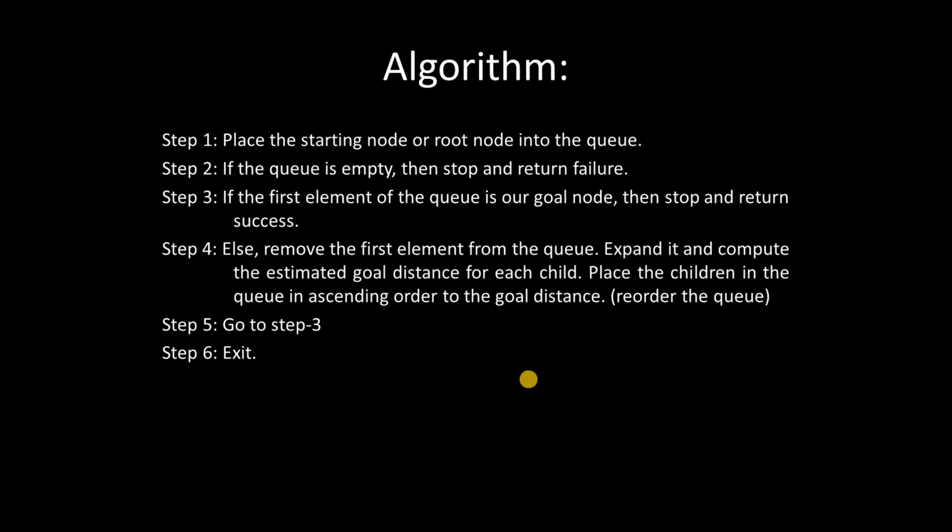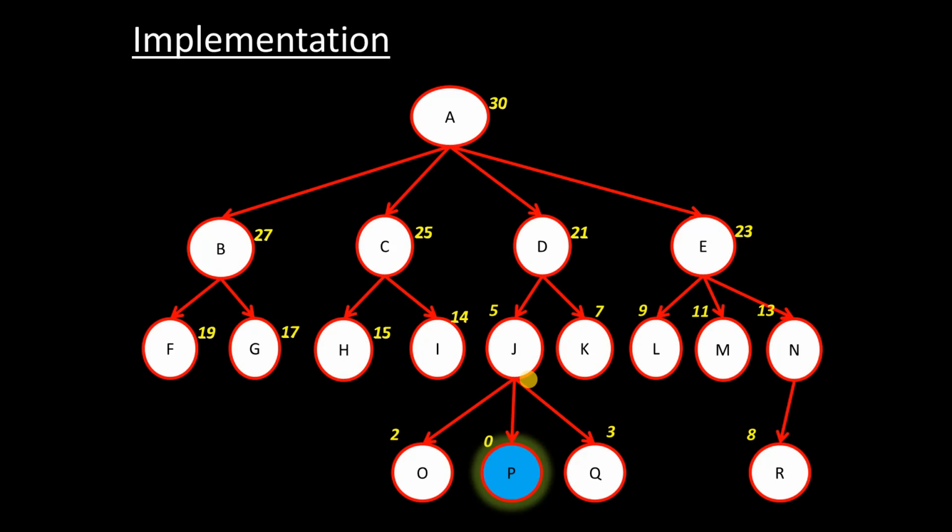So let's move on to the algorithm. Before that, I will show you the implementation. See, this is a tree of data. We have a root node A and the goal node is P. The cost value of the goal will always be equal to 0, because this cost refers to the cost of the node to the goal. That's why this is 0, because this is the goal. So the cost of reaching from P to P will always be 0.